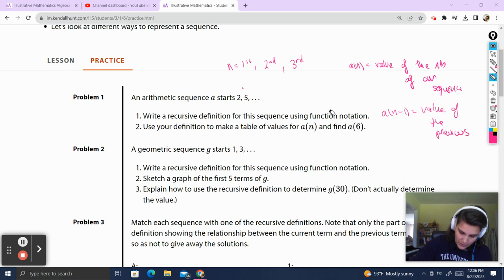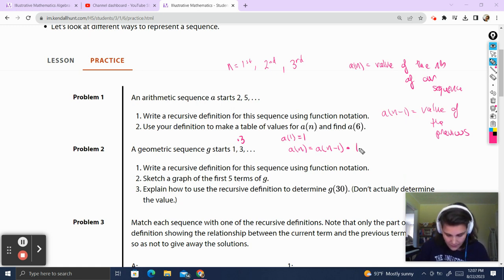Problem 2. A geometric sequence starts with 1, 3, ... So I'm immediately noticing that I'm multiplying by 3, and I know it's multiplying by 3 because it's a geometric sequence. Write a recursive function for this sequence using function notation. So again, we know our first term is 1, and every other term is going to be the previous term multiplied by 3. And we're done.